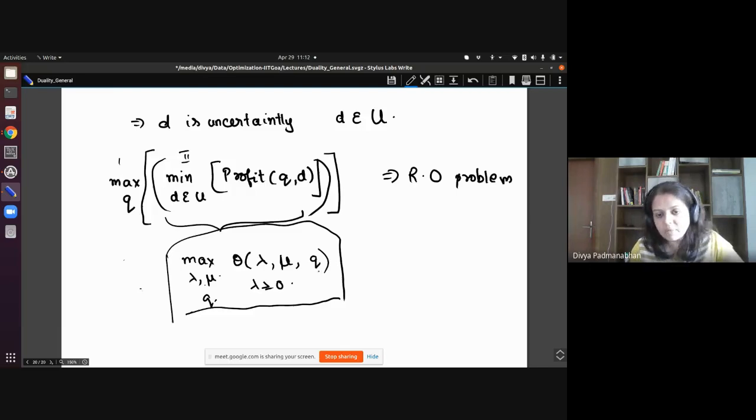Of course, this problem depends on the coupling between the lambda and q, how it appears in the function. So whether it's an easy problem or not is going to depend on this profit function, this uncertainty set, and a couple of these kinds of issues. But in general, when you have something like a max, it's not going to harm you to do a joint optimization.